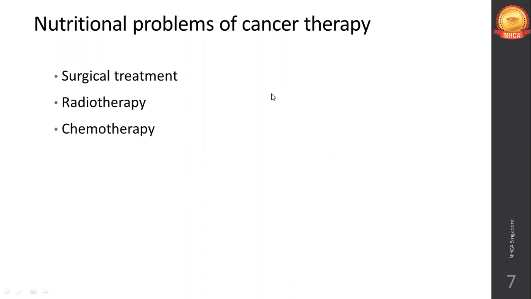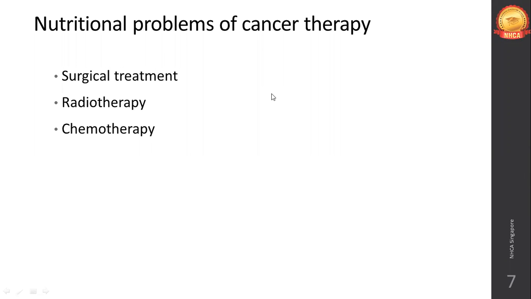They cannot eat, they have to be put on NG tube feeding. Chewing and swallowing becomes impossible for them. They will be put on nasogastric tube feeding, or sometimes in some cases directly they will be put on parenteral nutrition. So these are the nutritional complications which come in surgical treatment.